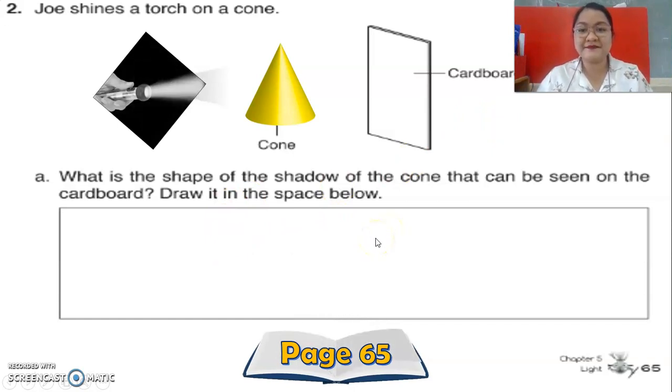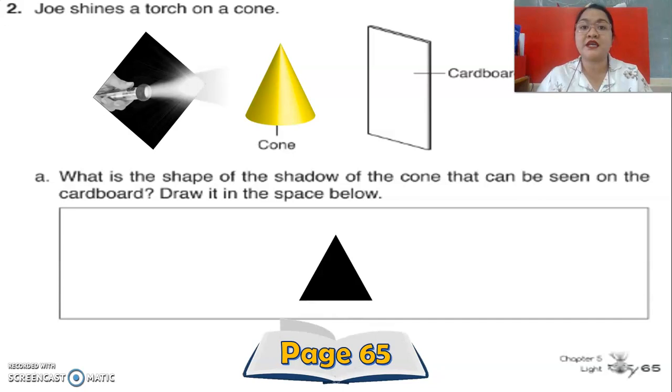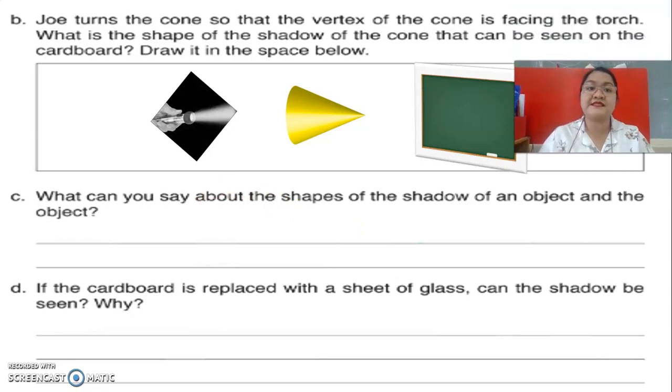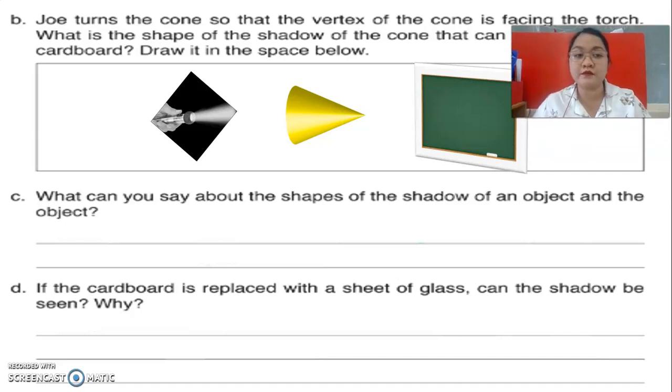3, 2, 1. Okay, very good. So the shape of the shadow will be triangle. Alright. Next, letter B. Joe turns the cone so that the vertex of the cone is facing the torch. What is the shape of the shadow of the cone that can be seen on the cardboard?